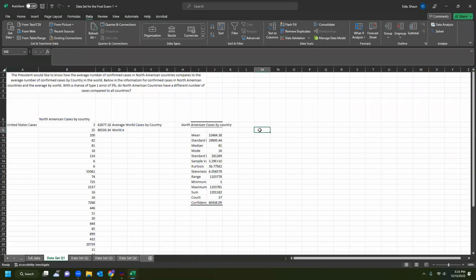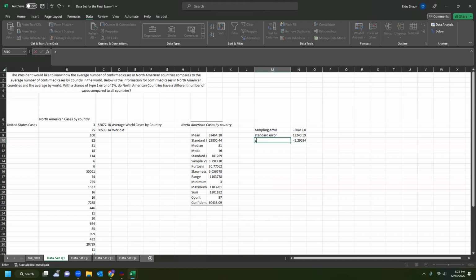And so first thing that we're going to do is sampling error. The sampling error is going to be equals the sample mean minus the population mean. And then the standard error is going to be equals the population standard deviation divided by the square root of the sample size, which is 37. And so we've got the standard error and the sampling error. And so we're going to do equals sampling error divided by standard error. And that gives us our z calc. So z calc is negative 2.296.